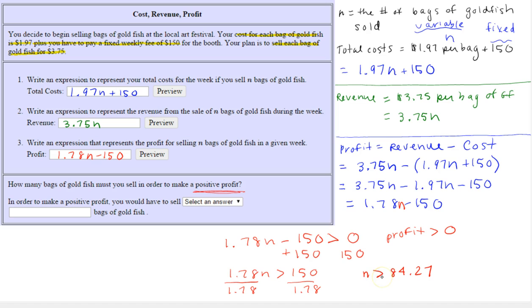But we want it to be positive, so we're going to need to round up, and you could think of it as the more goldfish you sell, the larger your profit. So we're going to round up to a minimum of 85 bags of goldfish need to be sold. So in order to make a positive profit, you will have to sell a minimum of 85 bags of goldfish.